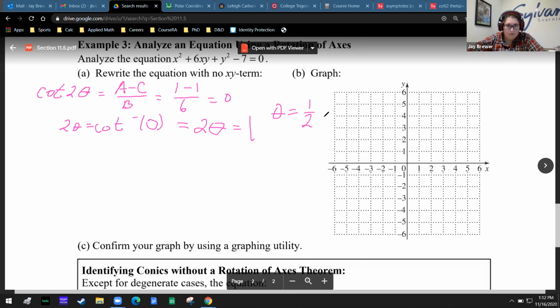Okay, hold on. So the cotangent inverse of 0 happens at 90 degrees. Okay, half of 90 degrees will give us what? 45.